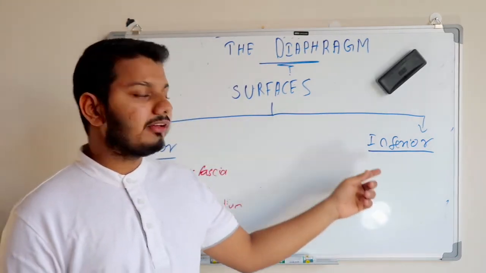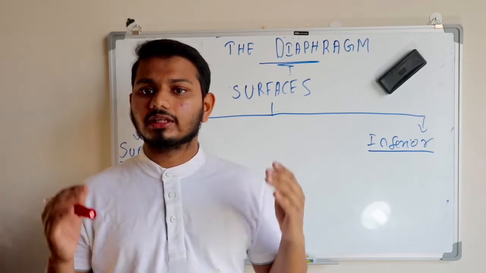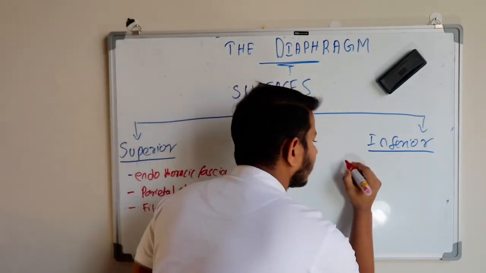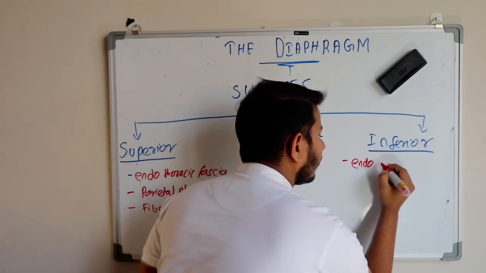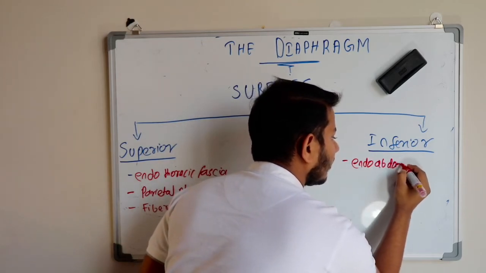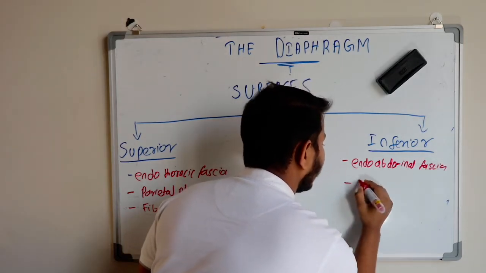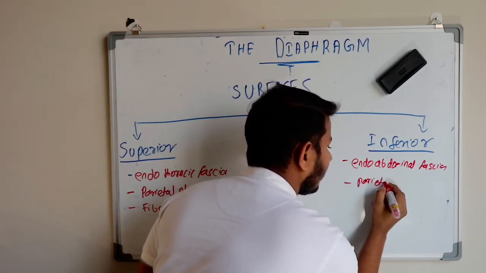Next we have the inferior surface. The inferior surface is covered by endo-abdominal fascia and parietal peritoneum.